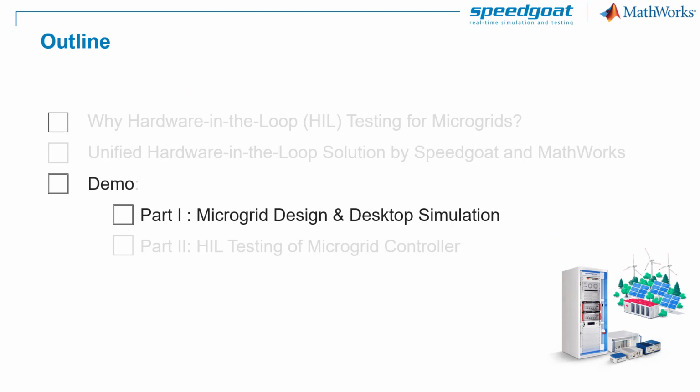So now you should have a good picture of how Speedgoat and MathWorks could provide solutions to your HIL project. Let's go through some examples. First, Jonathan from MathWorks will show you how to use MathWorks tools to build a microgrid model and perform desktop simulation. After that, I will show you how to convert the model to a real-time model and then separate it into a PLC controller and a digital twin of the microgrid.